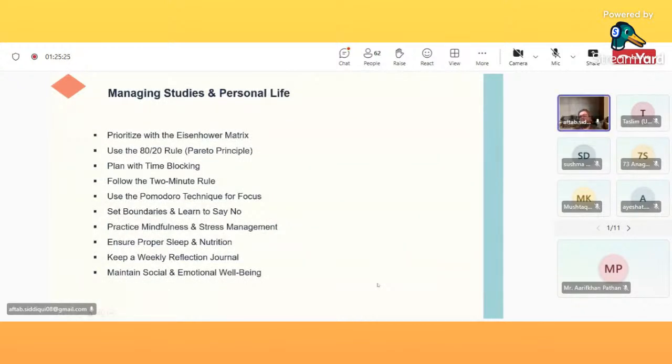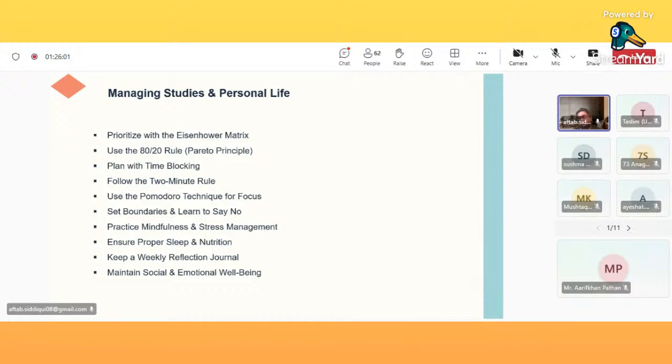And also some personal life and study management things, like the Eisenhower matrix. If you have heard about this: tasks that are urgent and important, urgent but not important, not urgent but important, not urgent and not important. Teach them this matrix. You can use the 80-20 principle also. Teach them time management. What is a good time to retain the knowledge? Most of the time the morning is the good time whereby they can retain the knowledge.